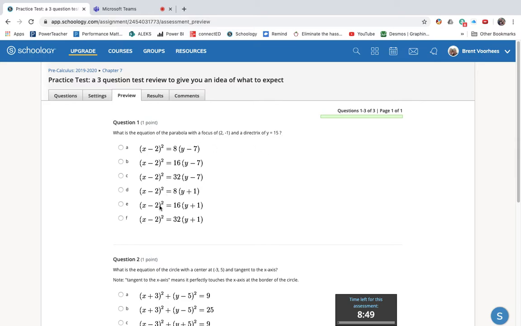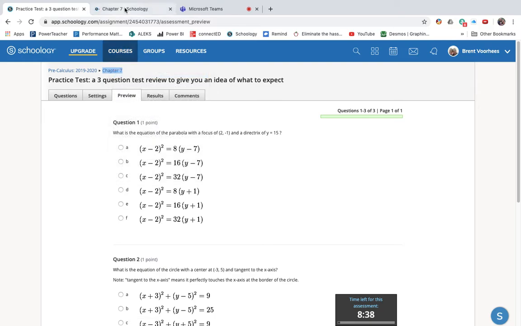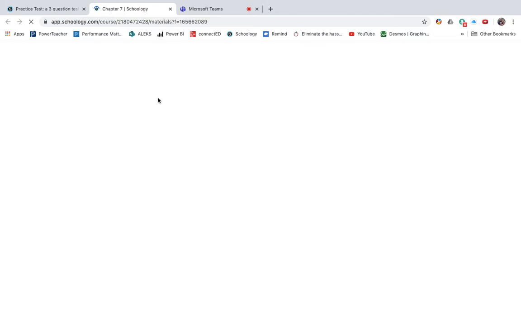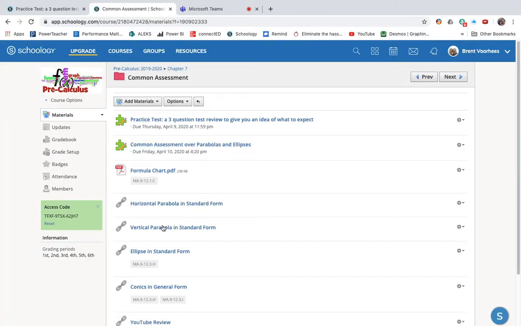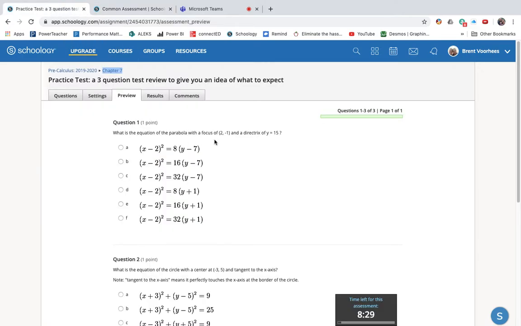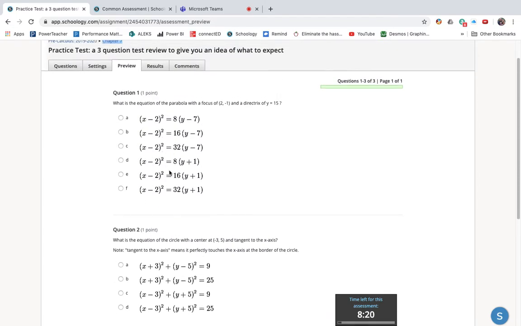Now what I've been recommending for you is to use those Desmos links. And so if you don't have those Desmos links, I'm going to go back here, hit Control, click on this, open it in a new tab, and go back to Chapter 7 so I can have those links. I'll click the Common Assessment folder again, and here's what it tells me. I have a parabola, and these are all standard form. General form, so you know, is when it looks like this without the parentheses. This is standard form. So I'm going to choose a standard form parabola.